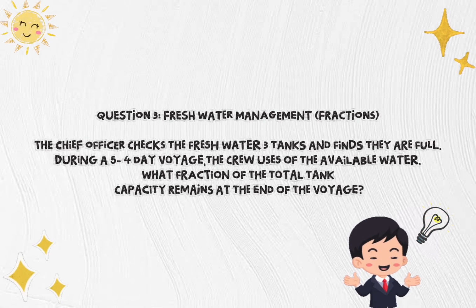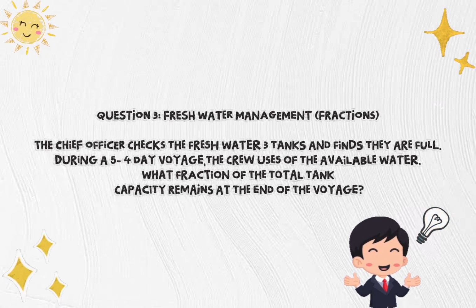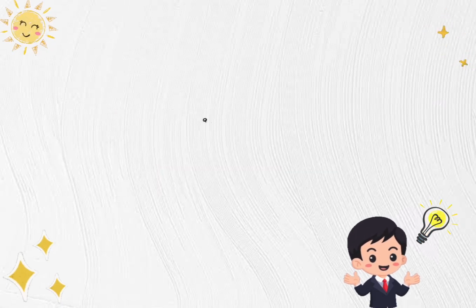Question number 3, freshwater management fractions. The chief engineer checks the freshwater tanks and finds they are 3/4 full. During a 5-day voyage, the crew used 1/3 of the available water. What fraction of total tank capacity remains at the end of the voyage?